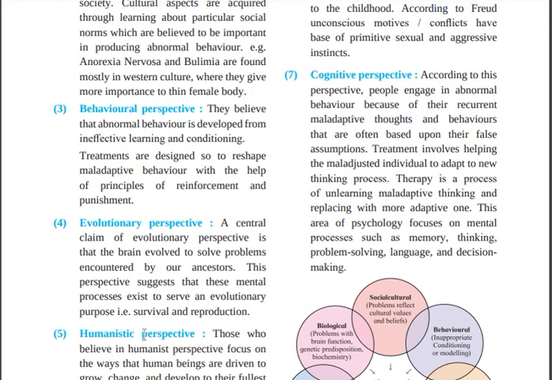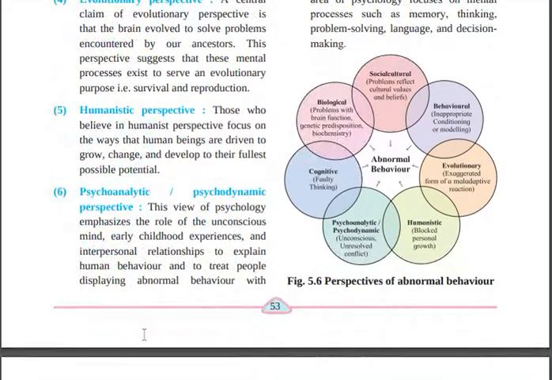Okay. Now the fifth one. The fifth one is the humanistic perspective. Clear? So basically we are just looking at perspectives on behavior. There are various perspectives out there from which we can study abnormal behavior. So we have done four perspectives, and then the humanistic perspective.